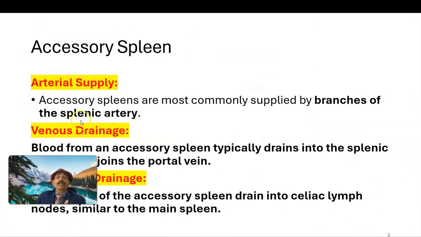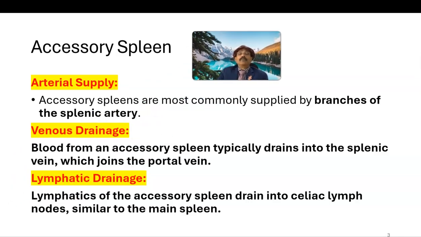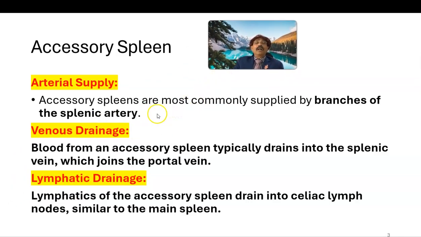Arterial supply: accessory spleens are most commonly supplied by branches of the splenic artery. That is usual because it is close to the hilum of the spleen, but it may be supplied by the short gastric artery. It may be supplied by the left gastroepiploic artery, or by other arteries if it is located far away from the main spleen.